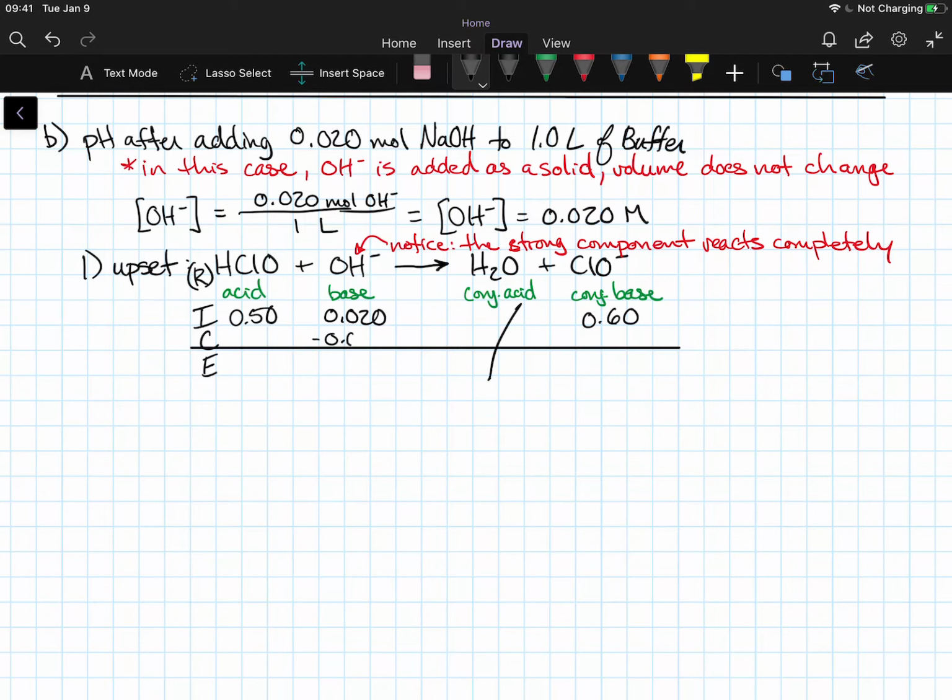So we know what the change is. We know we're going to lose 0.02 molar hydroxide. So that means at equilibrium, we have 0.48 molar of the hypochlorous acid. There is now 0 hydroxide, it reacted completely, and we get 0.62 molar of our conjugate base. And so now this leads us to step 2, the reset part, where we're going to watch how our weak acid equilibrium resets itself. So we just draw out our weak acid equilibrium.